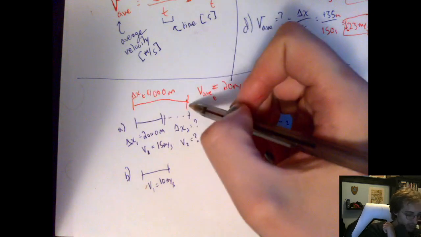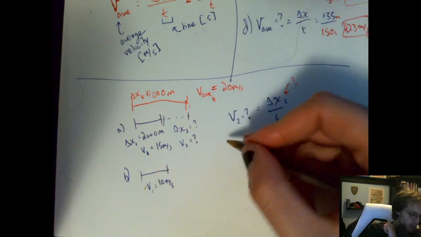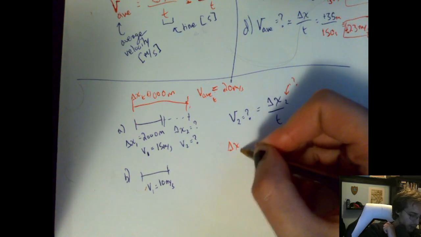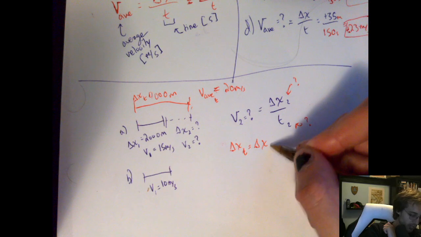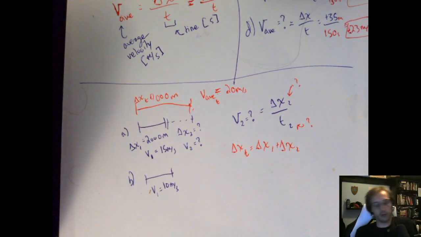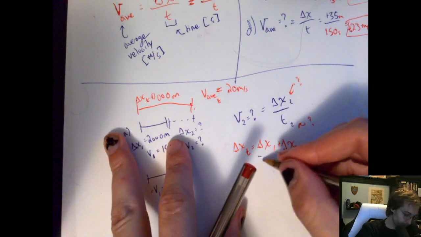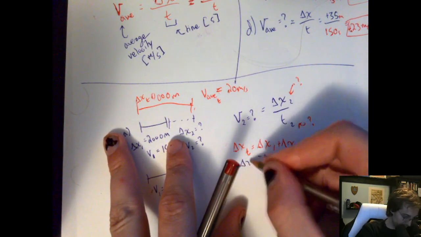I know that the whole thing is 4,000. I know that the first part is 2,000. And I know that if I take the whole thing, that's going to have to equal the two pieces of the whole thing put together. And so if I just want the second part of the thing, all I have to do is subtract the first section from both sides.